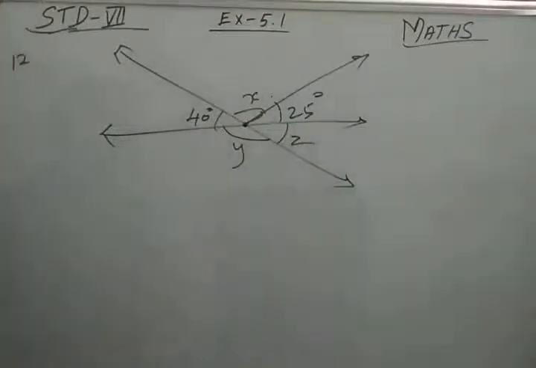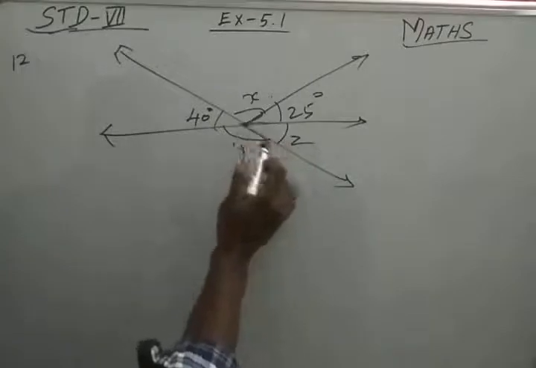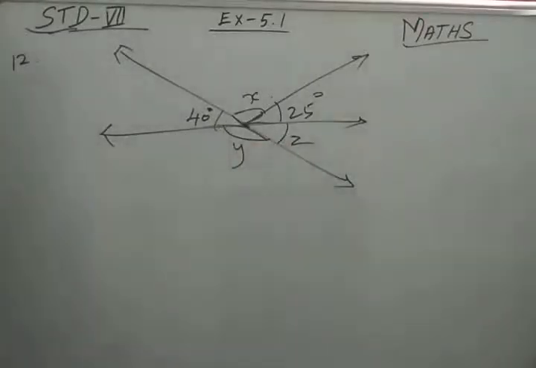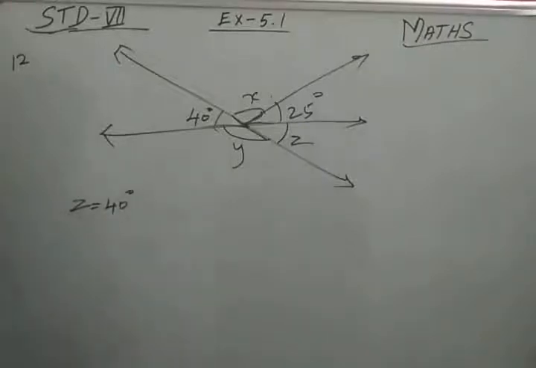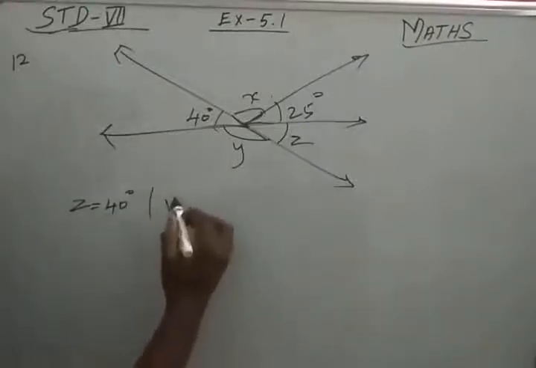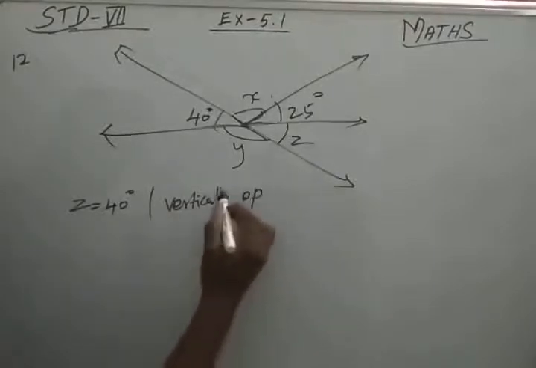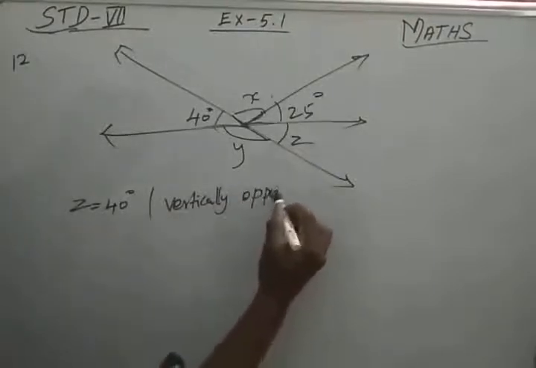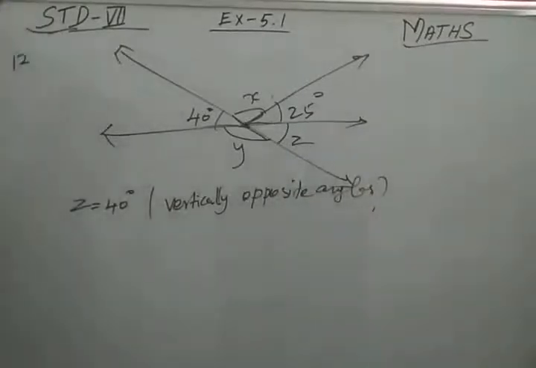The first value we can take is 40 degrees and z degrees, because these two are vertically opposite angles. So z is equal to 40 degrees, because of vertically opposite angles. This is the first one we have taken.